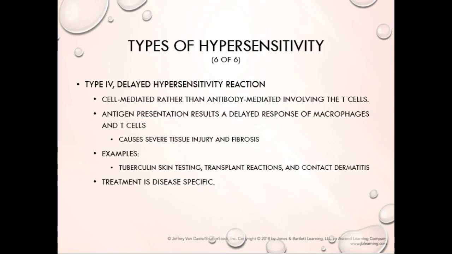So delayed hypersensitivity reaction, or type 4. This is cell-mediated rather than antibody. So this will involve the T cells. An antigen will present. The T cells will actually come and respond with macrophages, and you'll get tissue injury and fibrosis. Transplant reactions, contact dermatitis, and TB skin testing are examples of that.